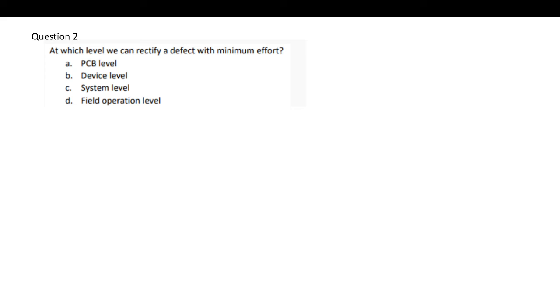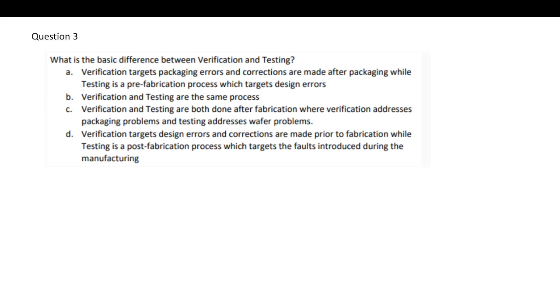The next question: at which level can we rectify a defect with minimal effort? At the lower abstraction level, the effort will be minimum. Yes, at the device level, the effort will be minimum. So what is the basic difference between verification and testing?